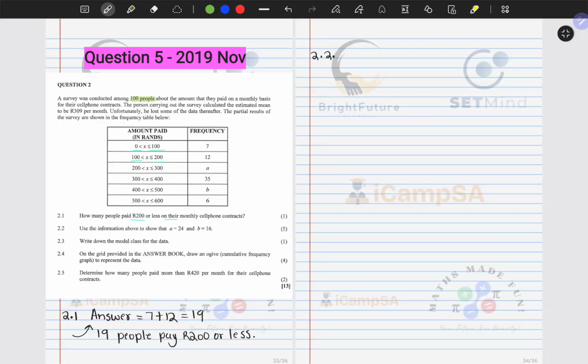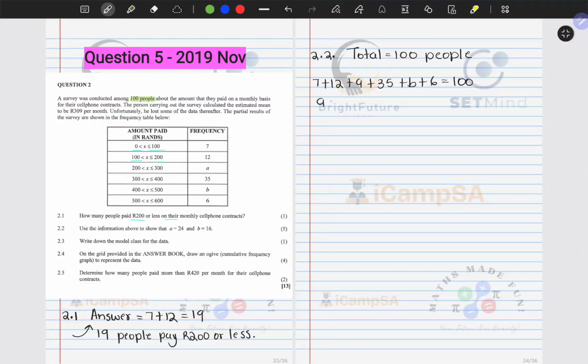If we look at 2.2, we are required to use the information above to show that A is equal to that and B is equal to 16. So we need to think carefully here. The first thing, we know that our total is equal to 100 people. So what does this mean? It means that if I say 7 plus 12 plus A plus 35 plus B plus 6, I should get 100.